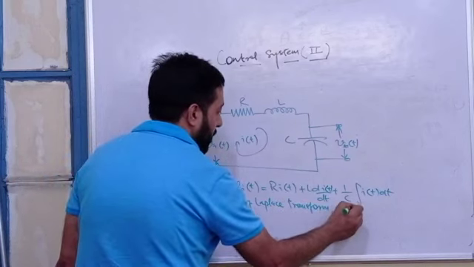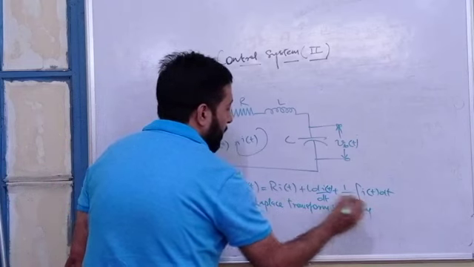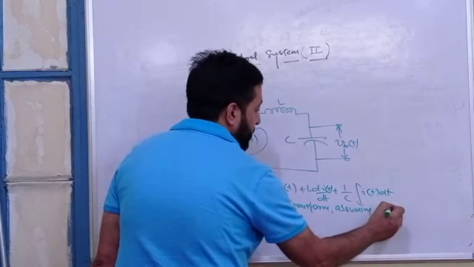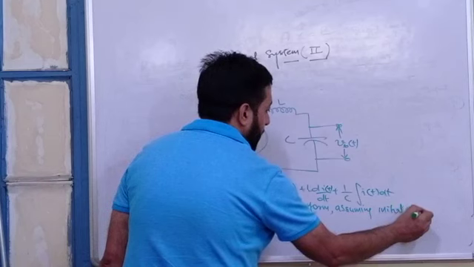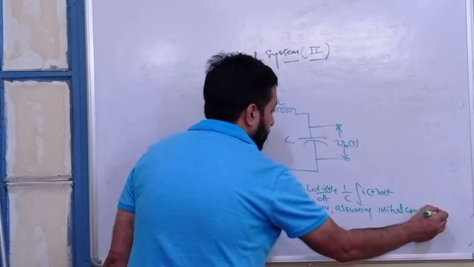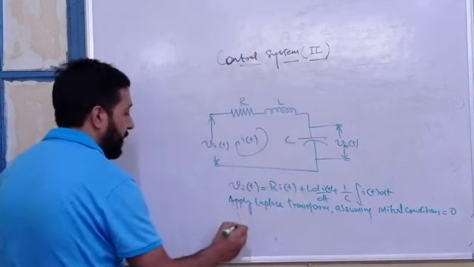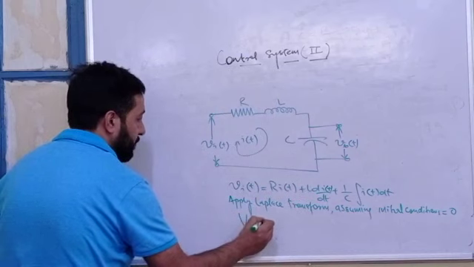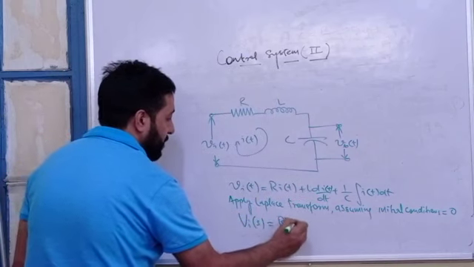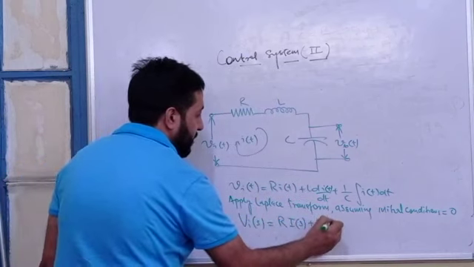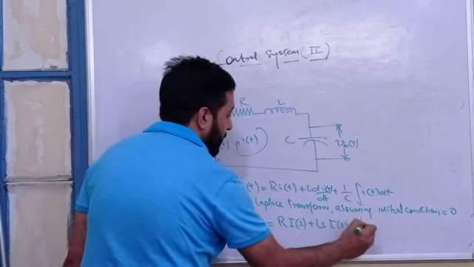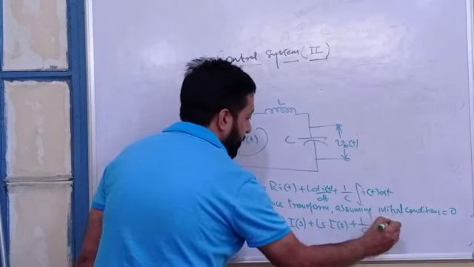Assuming initial conditions equal to 0, what do I get? I get VIS is equal to RIS plus LSIS plus 1 upon CSIS.